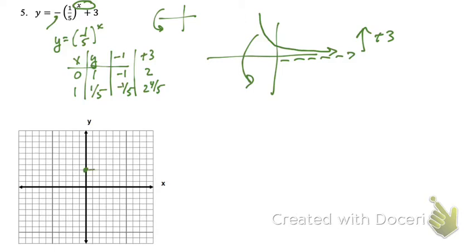It would be now right here. Let's see if the points agree with that. What did we have? We had 0, 2, and 1, 2 and 4/5. Notice how my asymptote is at 3. 2 and 4/5 is below it. That's because that negative has flipped this over. You know, it used to be up here, but it got flipped over.